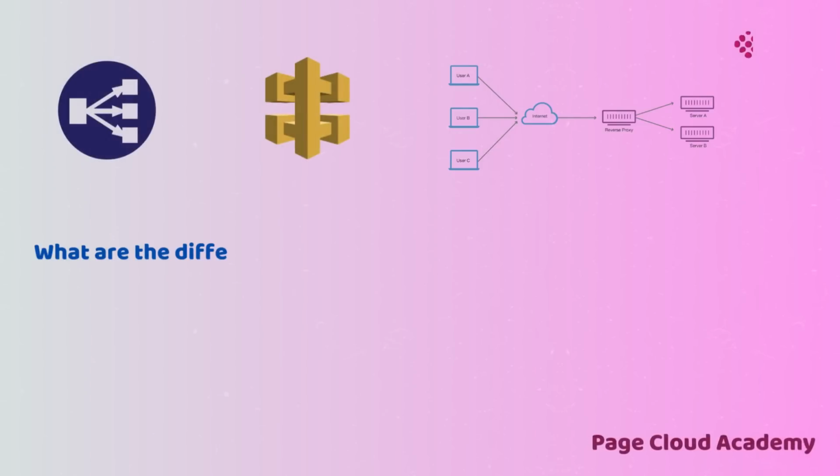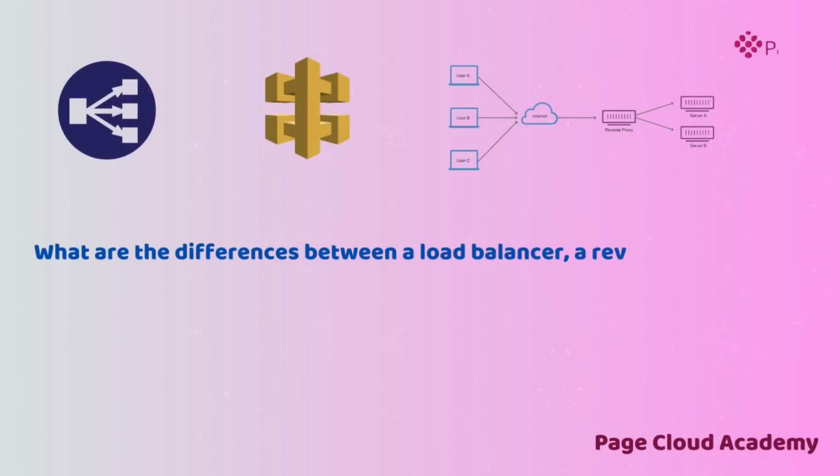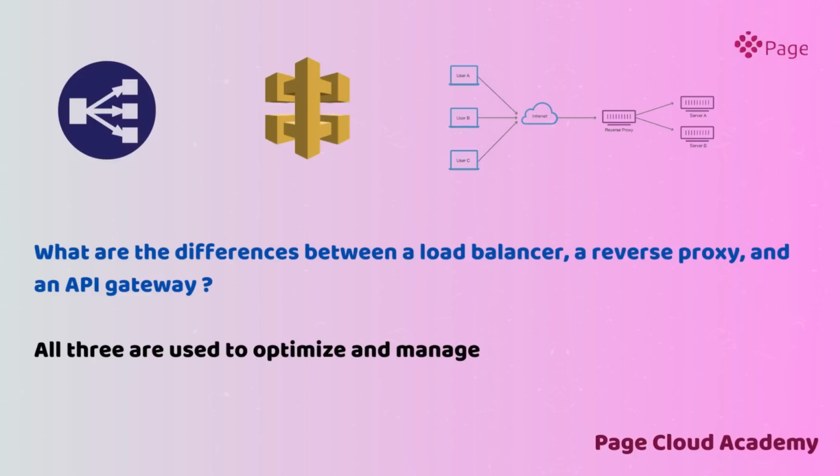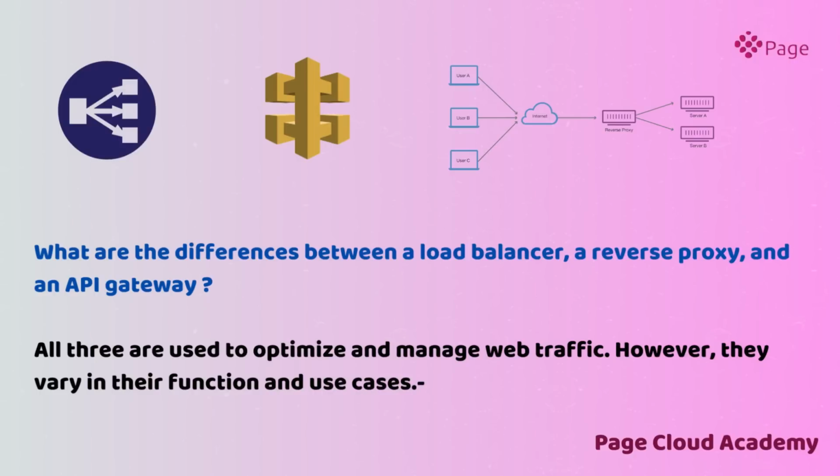What are the differences between a load balancer, a reverse proxy, and an API gateway? All three are used to optimize and manage web traffic. However, they vary in their function and use cases.